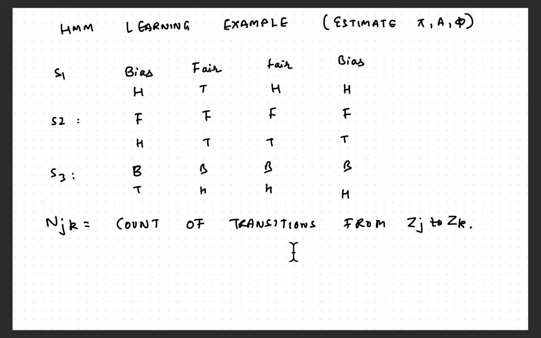On similar lines, we can calculate the transition matrix A. So first we're going to look at the count of the transitions from any state j to any state k, right? So that's the most general term that we're trying to define, n sub j k. So what could be the values of j and k? In this case, you could have j varying from either bias or fair and k also varying from bias to fair. So in total, we want to calculate 4 such counts.